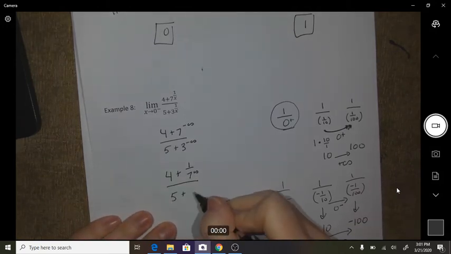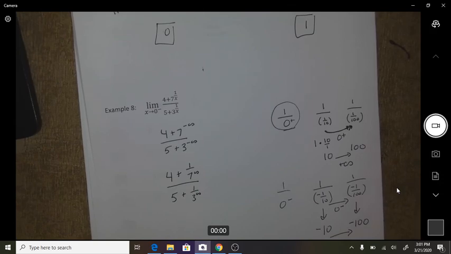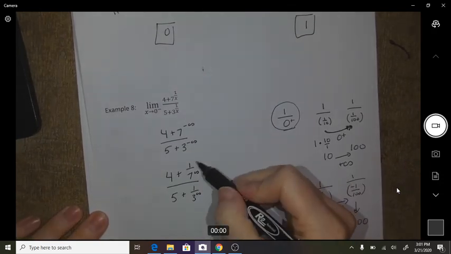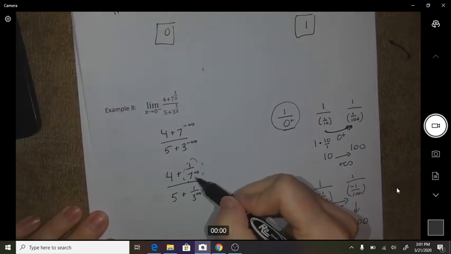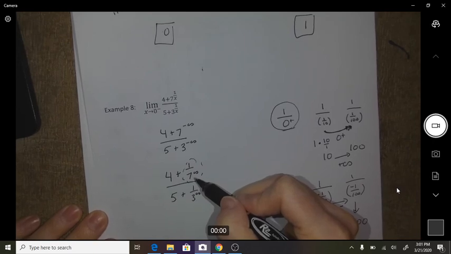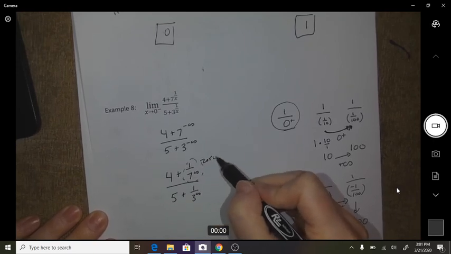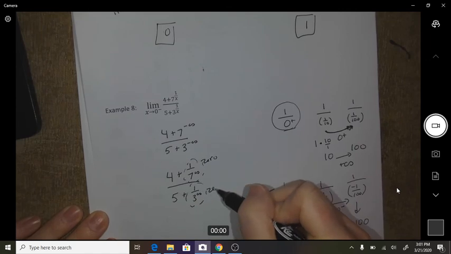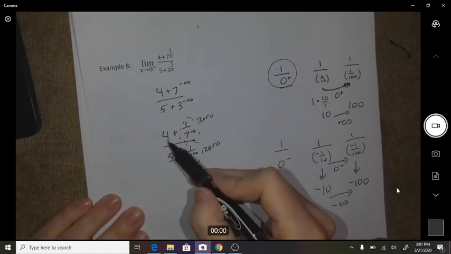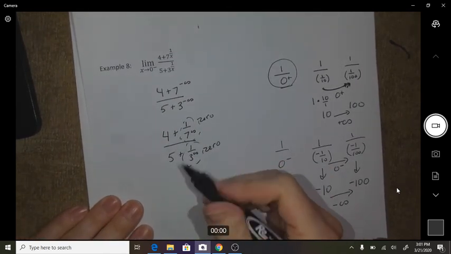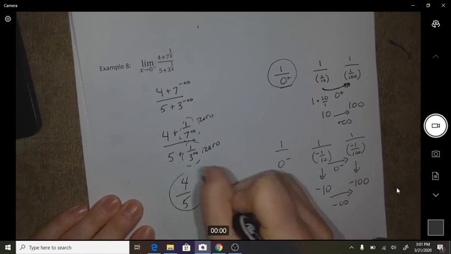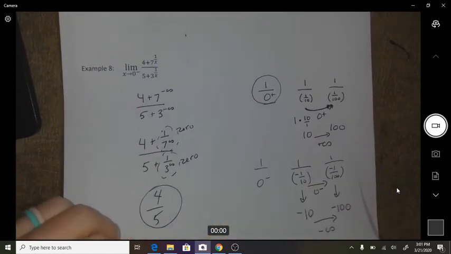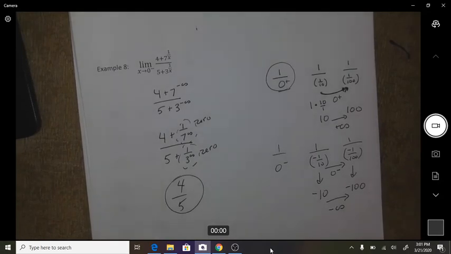And then here, I'm also going to change that to a 3 on the bottom to infinity. And then I'm going to talk about what happens here. So this 7 to infinity is large on the bottom, so this approaches 0, and this would approach 0. So it looks like we would have 4 plus 0, and then 5 plus 0, which would approach 4/5.